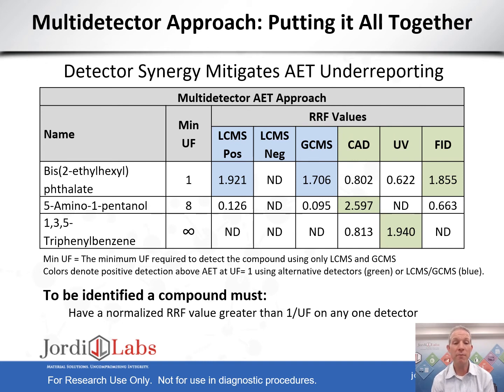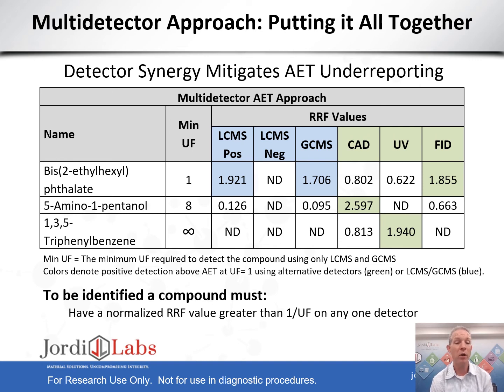Now let's consider 5-amino-1-pentanol. This compound gives a relatively poor response in LCMS and GCMS, and we see that a UF of 8 would be required in order to register this compound as above the AET using only those two detectors. But there's good news, which is that the CAD provides an RRF value of 2.5, meaning that this compound can be registered by CAD using a UF of only 1. And thus, we do not have to resort to uncertainty factors to successfully capture this compound.